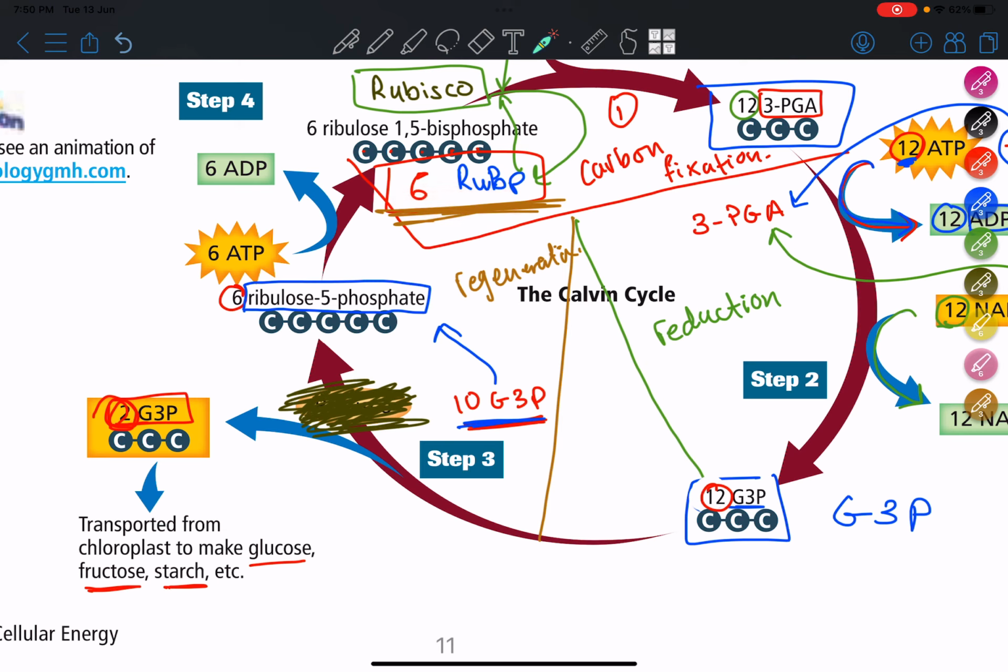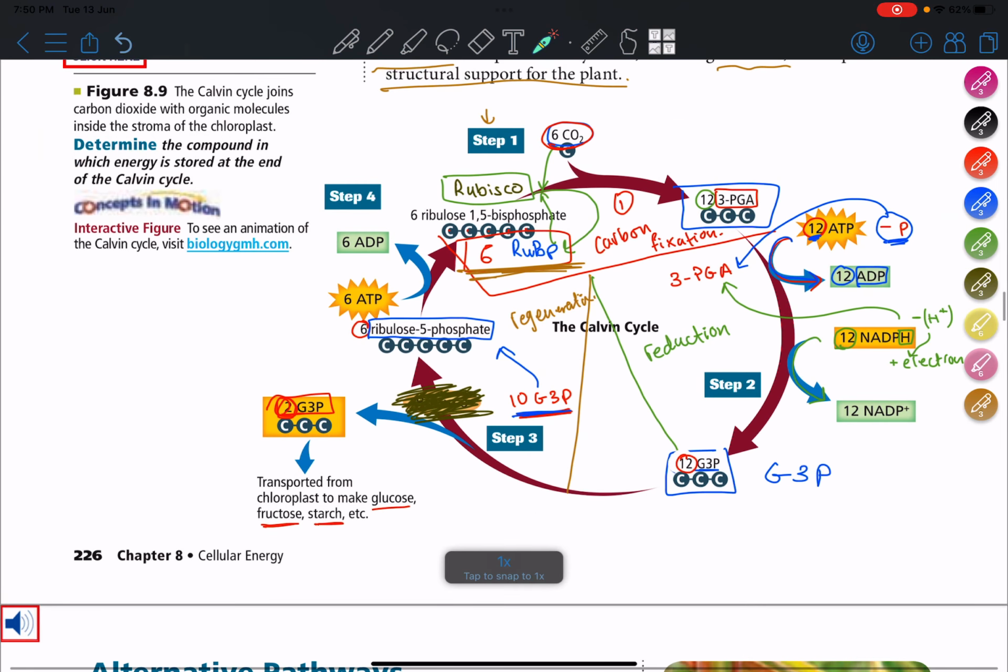Okay, 6 RUBP. So these 10 G3P will be changed into 6 RUBP, but don't forget that they first change into the 6 ribulose 5-phosphate, and then with the help of ATP and the Rubisco, they are transformed into the 6 RUBP, which is ribulose 1,5-biphosphate. And that is it for the Calvin cycle. I hope the process makes a bit more sense for you now.